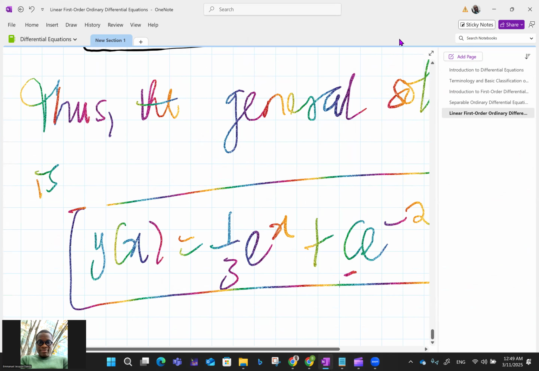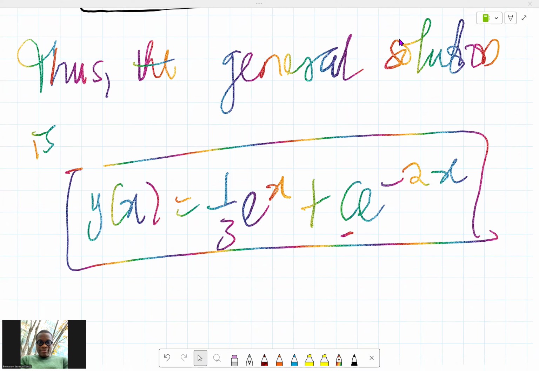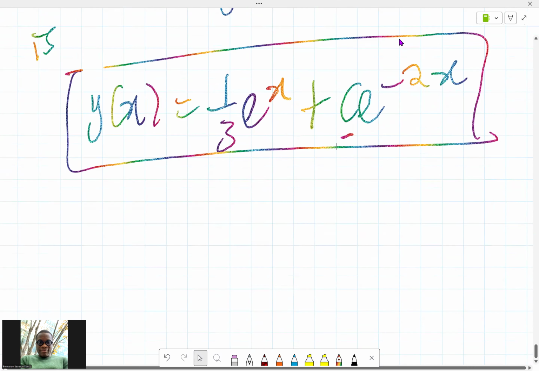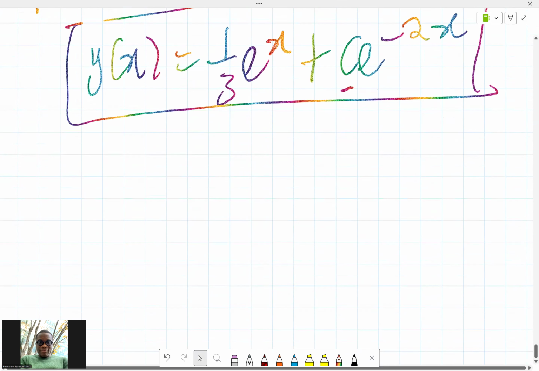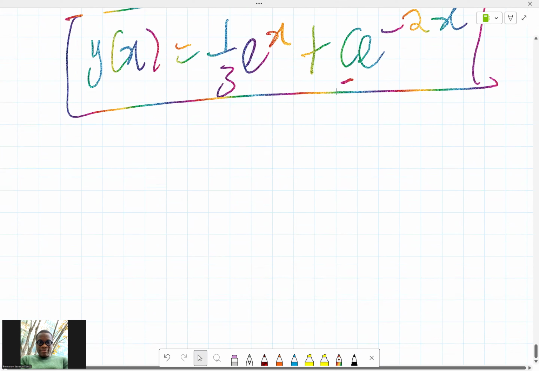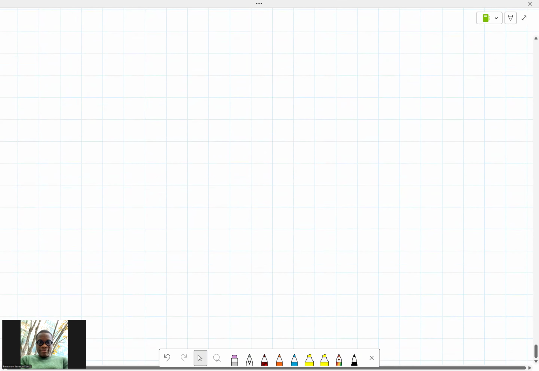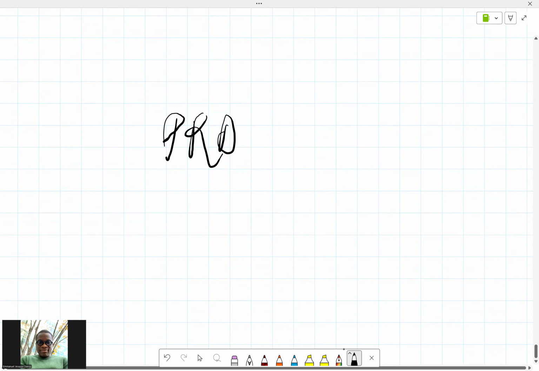And for you to get a particular solution, you need an initial condition or a boundary condition, where you get to decide the actual value of the expression of the answer. That's the particular solution. So like we said, this method is systematic and applies to any linear first order differential equations. Now, can we look at some practice questions?